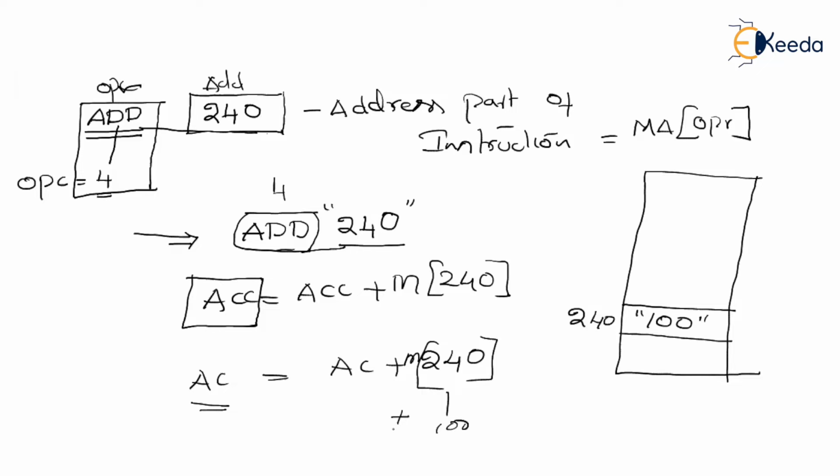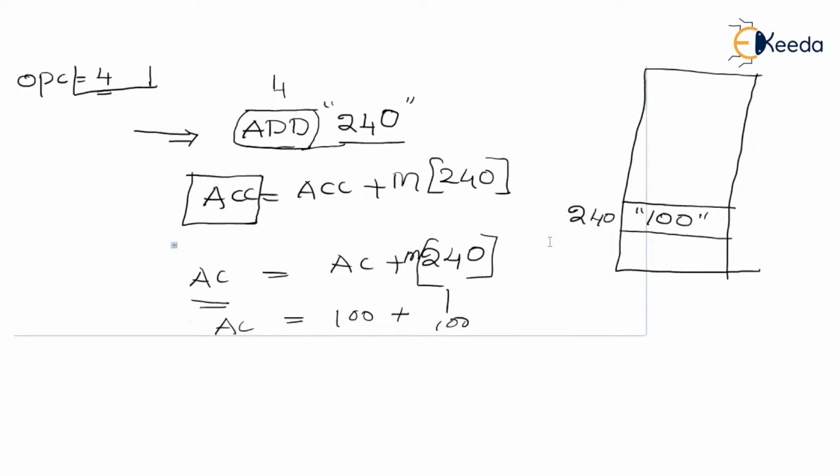So if the accumulator value is equal to 100, 100 plus 100 will be equal to accumulator value. This is how the instruction is designed. Now let me add one more field to the instruction.